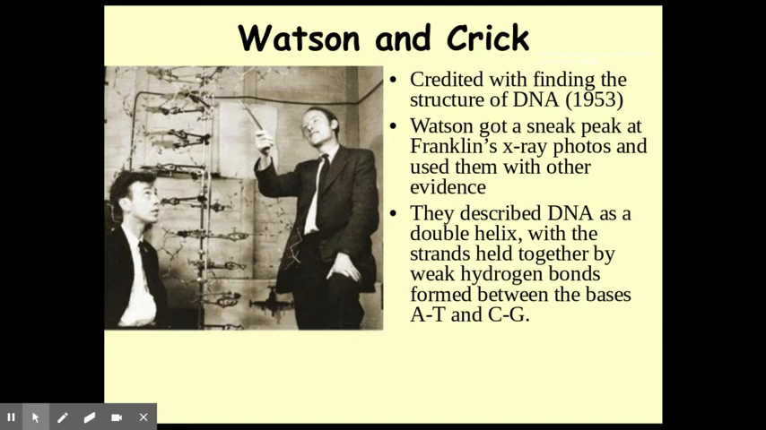So Watson and Crick came along and they found that by looking at Franklin's photograph of the DNA, they could see how the twisting and curving of the DNA took place. They described DNA as a double helix with strands held together by weak hydrogen bonds, and it formed bases in the middle, which they knew were adenine pairing to thymine and cytosine pairing to guanine.